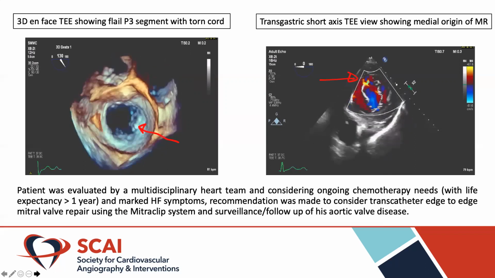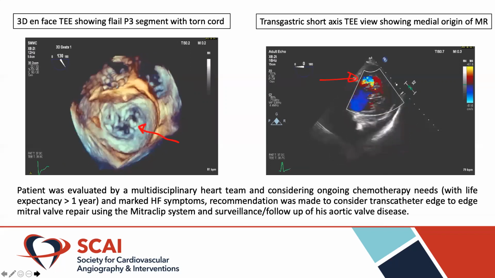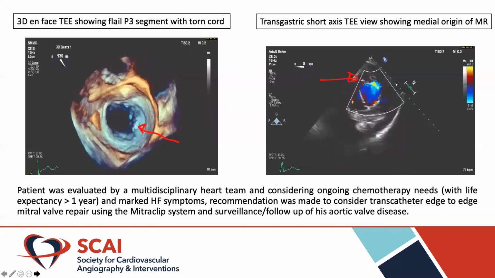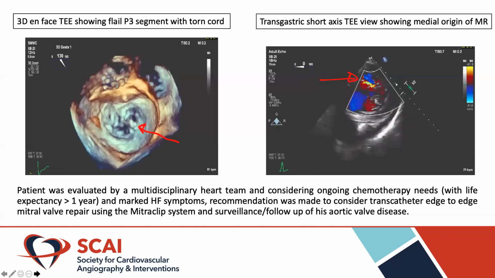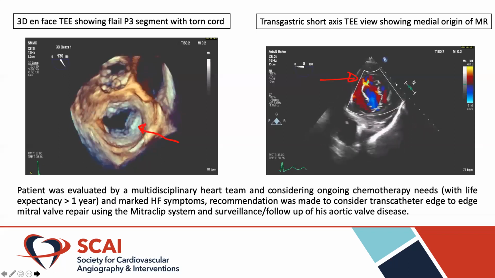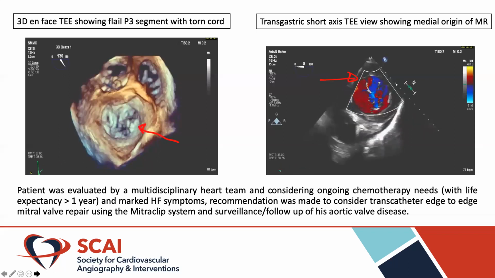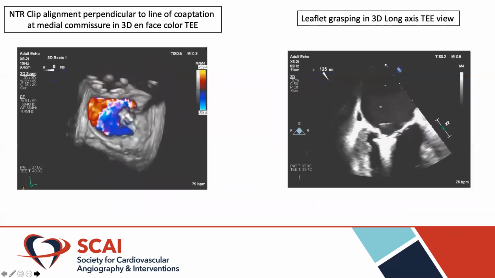The patient was evaluated by a multidisciplinary heart team, and considering that he was on chemotherapy with life expectancy greater than a year and marked heart failure symptoms, the recommendation was made to consider transcatheter edge-to-edge repair of his mitral valve using the MitraClip system. We are planning on following up his aortic disease with continued surveillance.